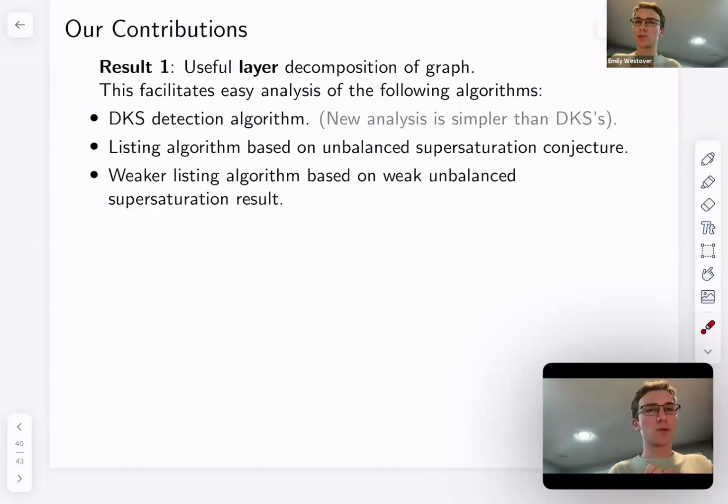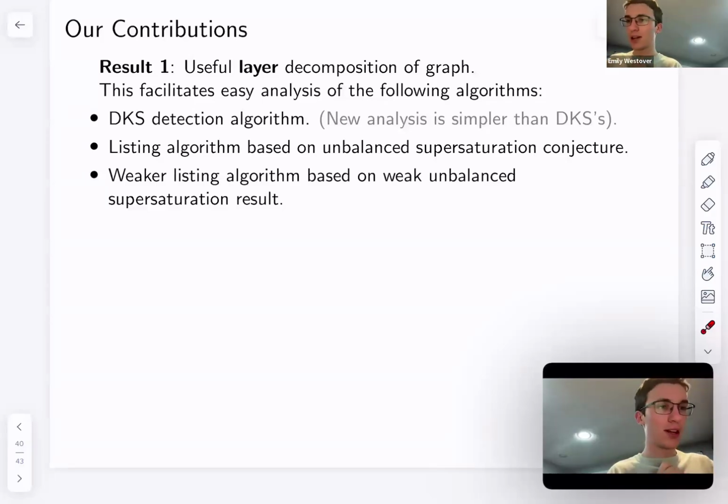And using this layered decomposition, first off, we get a really nice, simple analysis of the DKS detection algorithm, which is notably, in my opinion, much simpler than the original analysis. But more than that, another nice consequence is that using this layered decomposition, we immediately get that this unbalanced supersaturation conjecture would imply what we think to be optimal listing for all K.